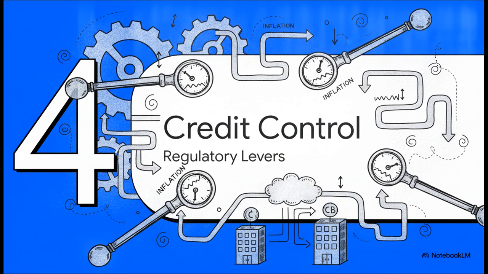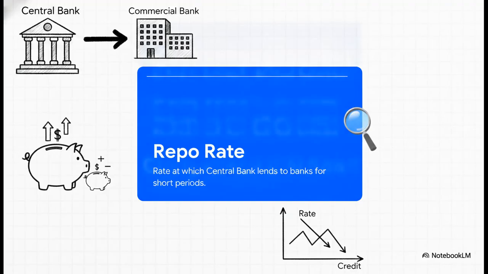Section 4. Levers of credit control. All right, first up in their toolkit is the repo rate. Simply put, this is the interest rate the central bank charges commercial banks for short-term loans. If the central bank wants to cool down inflation, they just raise this rate. It makes borrowing more expensive for the banks, who then immediately pass that higher cost straight on to you, meaning your car loans and mortgages get pricier and overall credit shrinks.